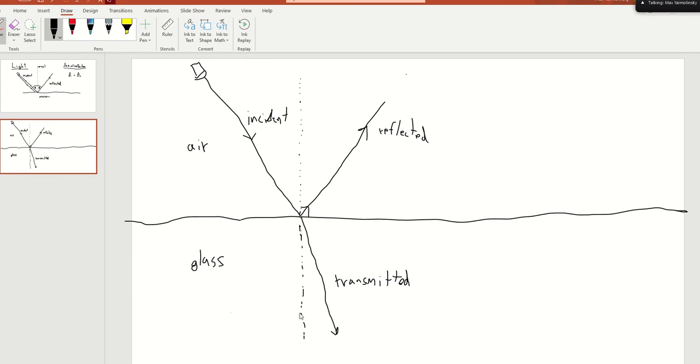And when the light is transmitted, there's an angle called the angle of transmission. This angle is measured like this. This is called theta t. Some people use different letters than t, but I'll use theta t. So now we have three angles for this situation: the angle of incidence, the angle of reflection, theta r, and the angle of transmission, theta t.